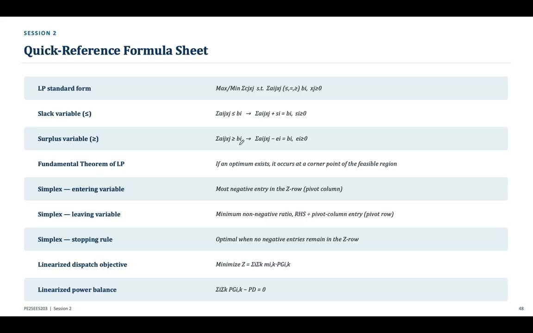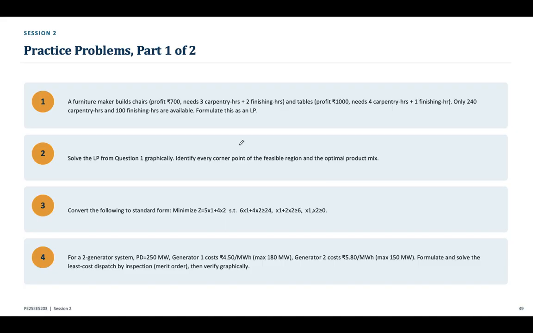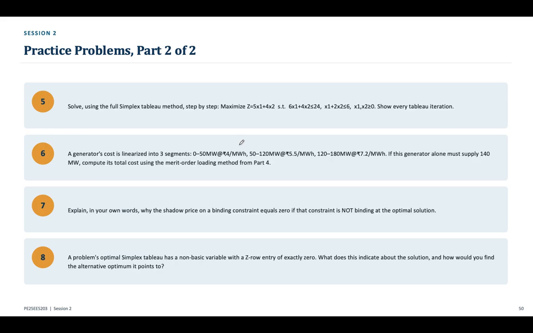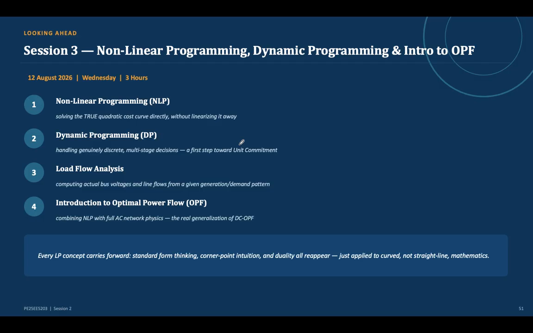So I have given you a set of practice problems here, 4 practice problems. In question 1, it asks you to formulate a furniture production problem. The important part is not the arithmetic. Identify chairs and tables as the decision variables. Write the profit objective and translate carpentry. I don't know whether you're going to solve it or not. Again, you have 8 problems here. Then the last slide is about what we are going to learn in section 3.